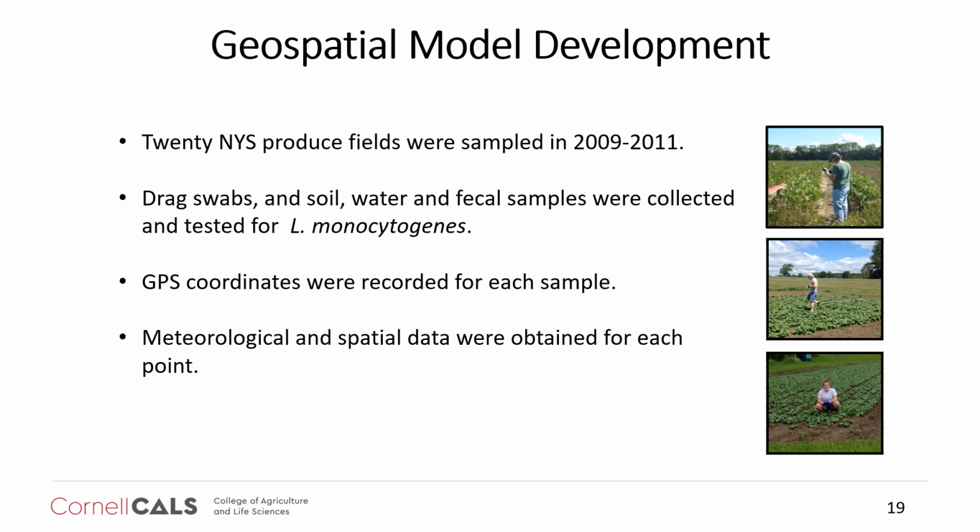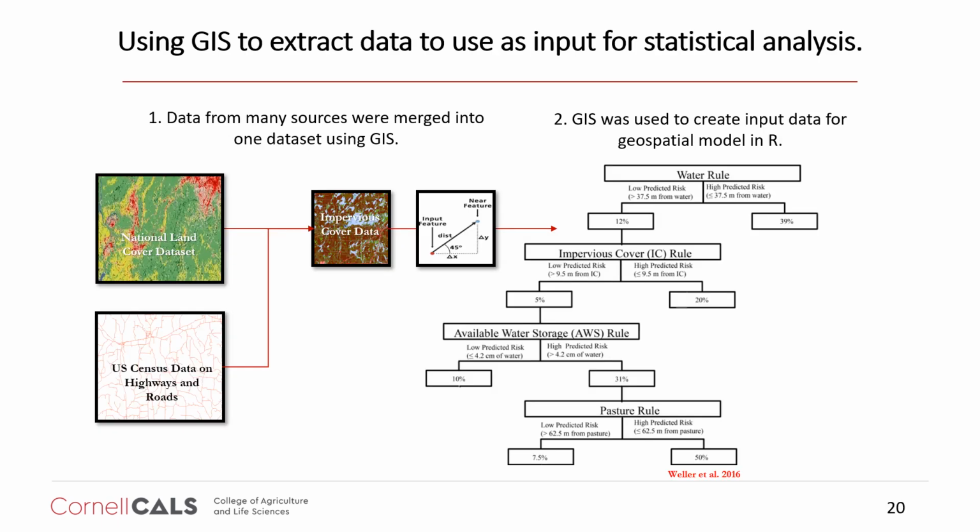As a case study, 20 New York State produce fields were sampled between 2009 and 2011. Drag swabs, soil, water, and fecal samples were collected and tested for Listeria species. In addition, GPS coordinates were recorded for each sample. Meteorological and spatial data were also collected for each time point and sampling point. Data from multiple sources were then merged into one dataset using GIS.